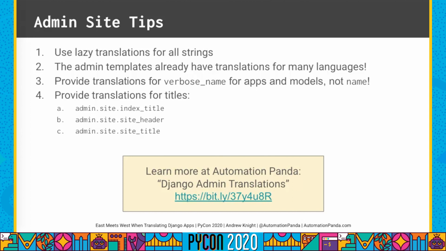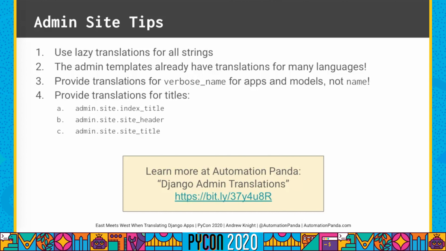Here's some advice that I learned the hard way. First of all, use lazy translations for all strings. Using lazy translations doesn't hurt, and it can protect you from making mistakes, especially with models. Second, note that admin templates already have translations for several languages. I think I was reading the release notes recently that they just added the Uzbek language, which is pretty cool.